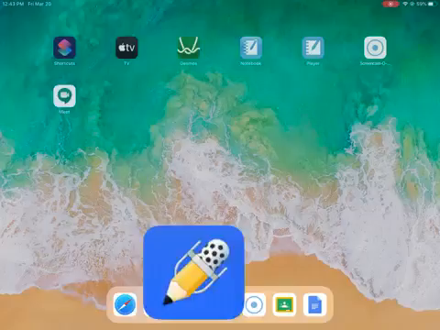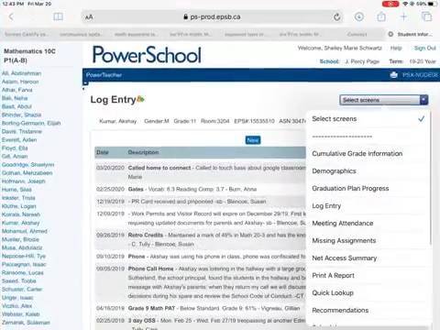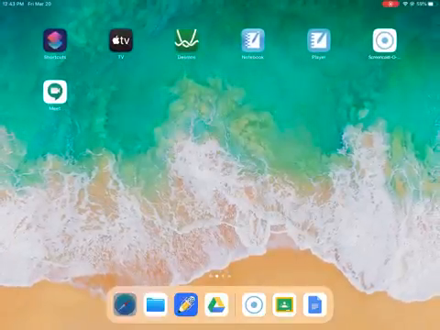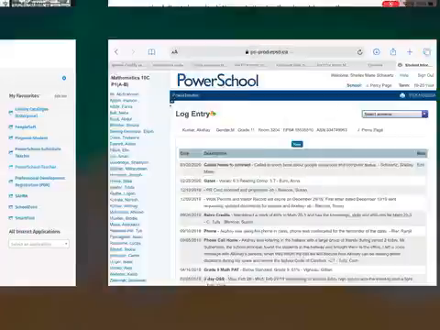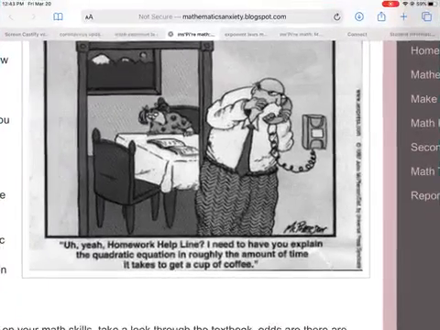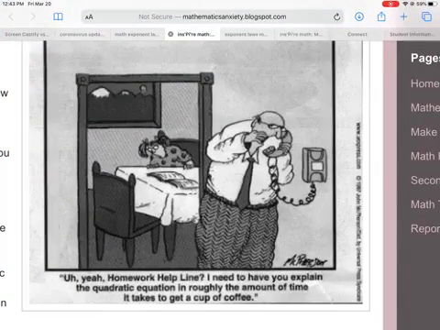Okay, and I hope you're having an okay day. I found this little comic. Let me just see here. So for any parents out there, it says, oh yeah, homework helpline, I need to have you explain the quadratic equation in roughly the amount of time it takes to get a cup of coffee. So as you can see, this dad is calling the homework helpline so that he can help his daughter, and he doesn't want her to know that he doesn't get it.